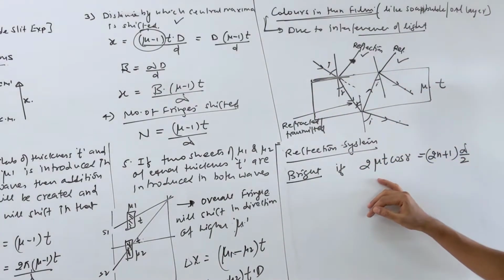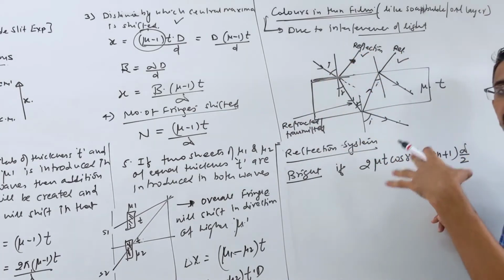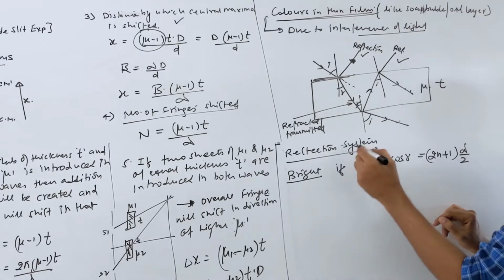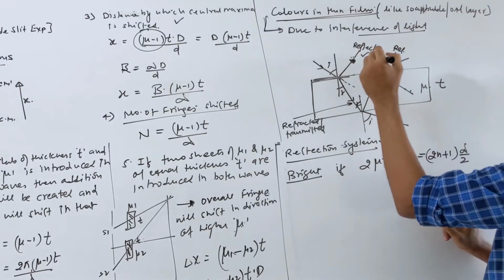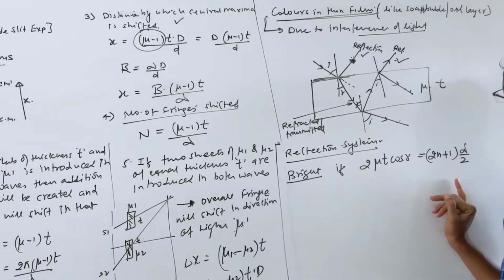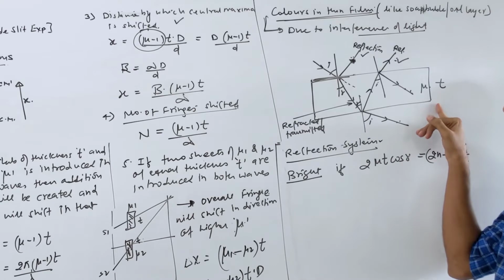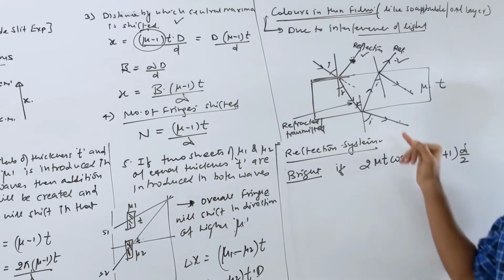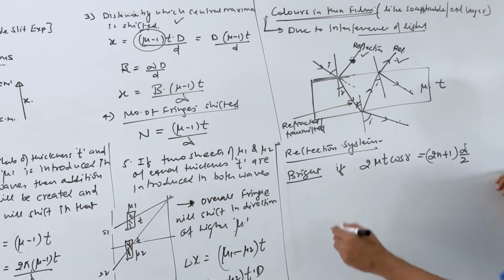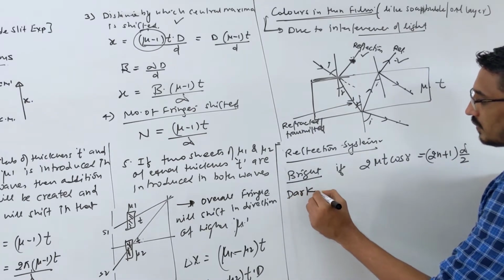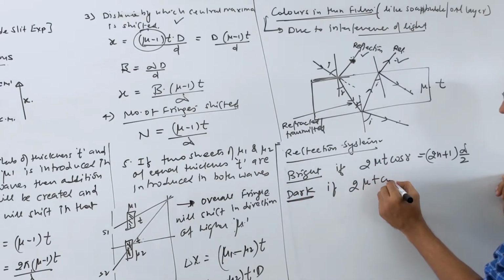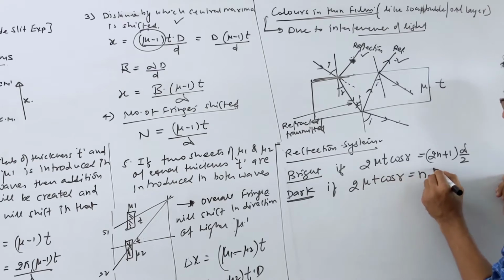Remember, reflected system, they will say reflected, transmitted or refracted. Reflected system means these two rays interfere and a bright fringe will be formed, where mu is the refractive index of this slab, t is the thickness of the slab, and r is the angle of refraction. This is equal to (2n minus 1) lambda by 2. And a dark fringe will be formed if, same thing, 2 mu t cos r is equal to n lambda.